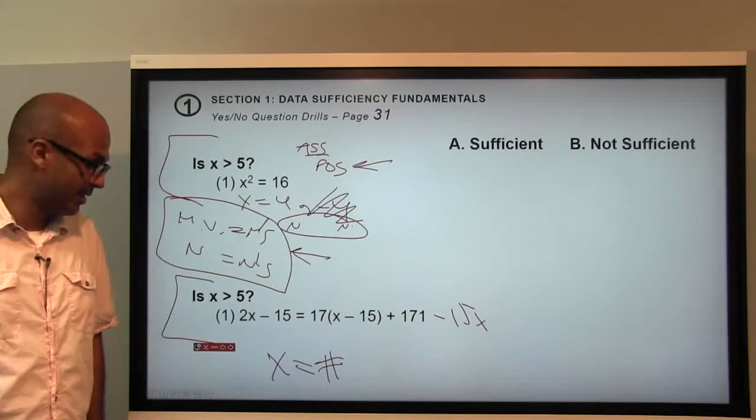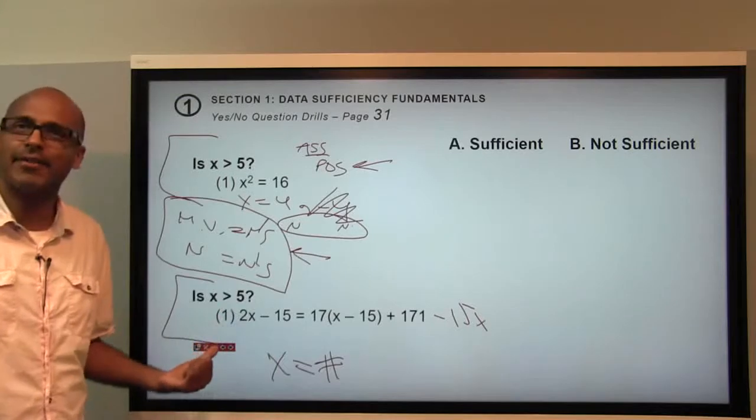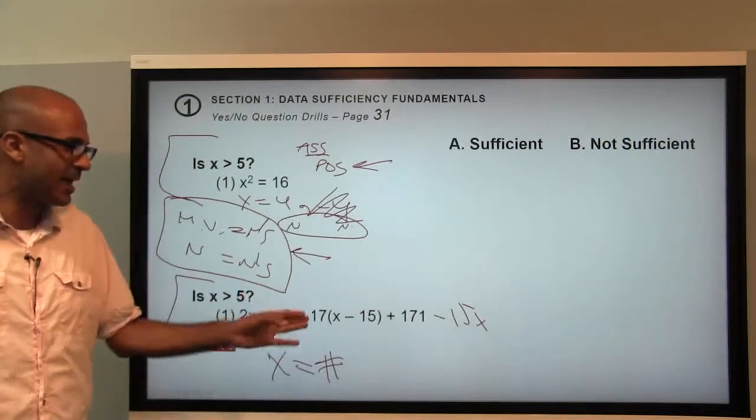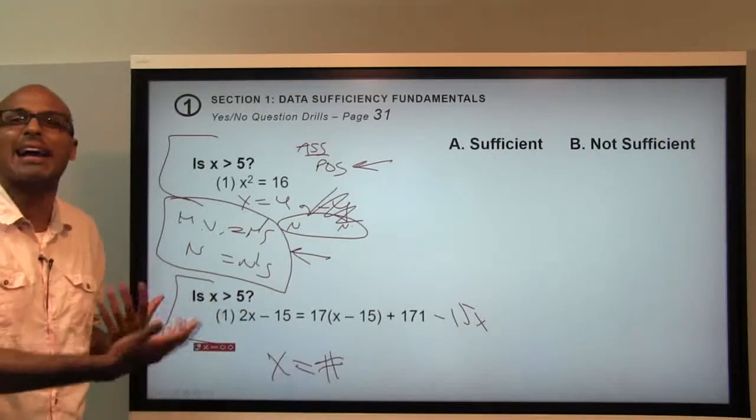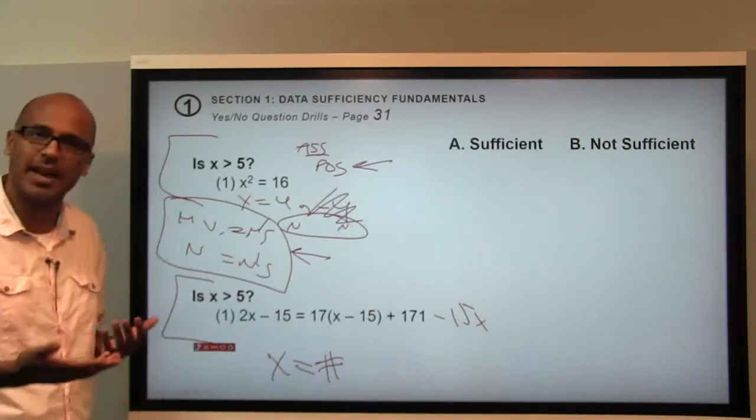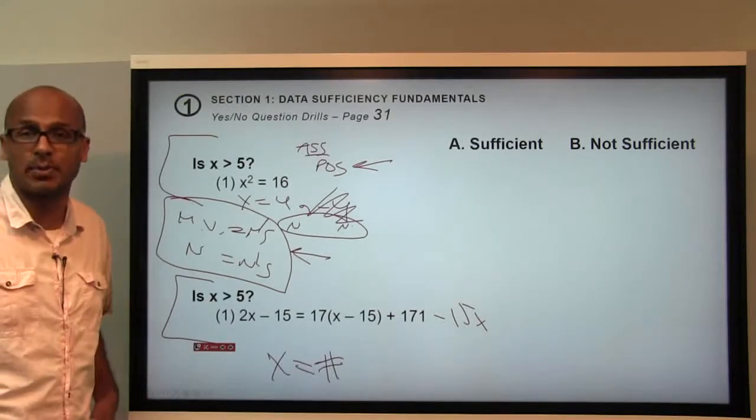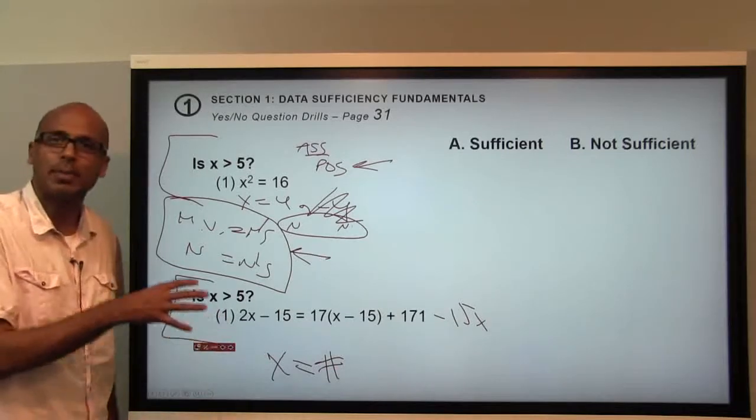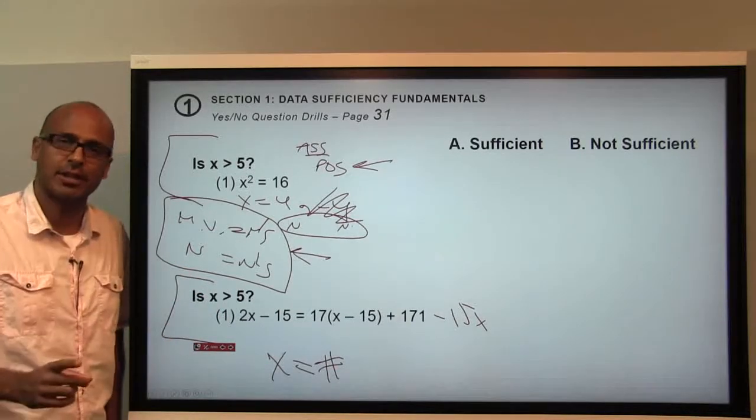Exactly, Carl. Because if you notice here, in some sense, I got a 2x on the left. I got a 17 minus a 15 gives me a 2x on the right. I have the same x's on both sides. So whether it's a 5x, 5x, or in this case a 2x, 2x, those x's would cancel out. I have no clue what x would be in that case. So then it would be painfully, obviously not sufficient.